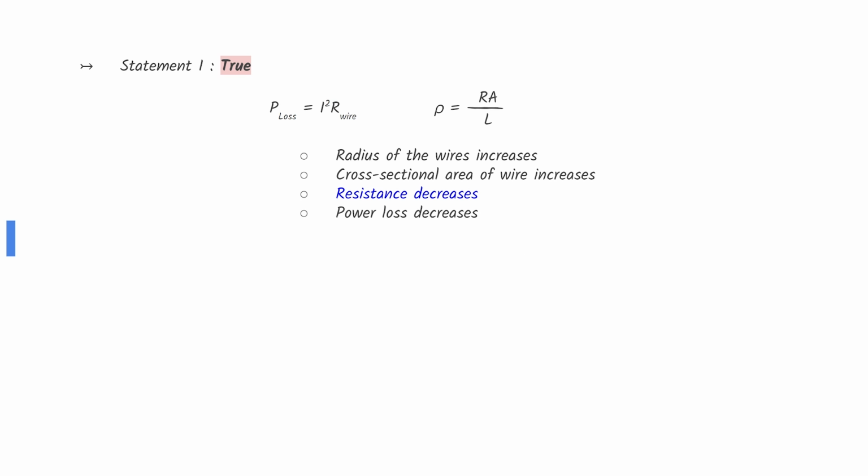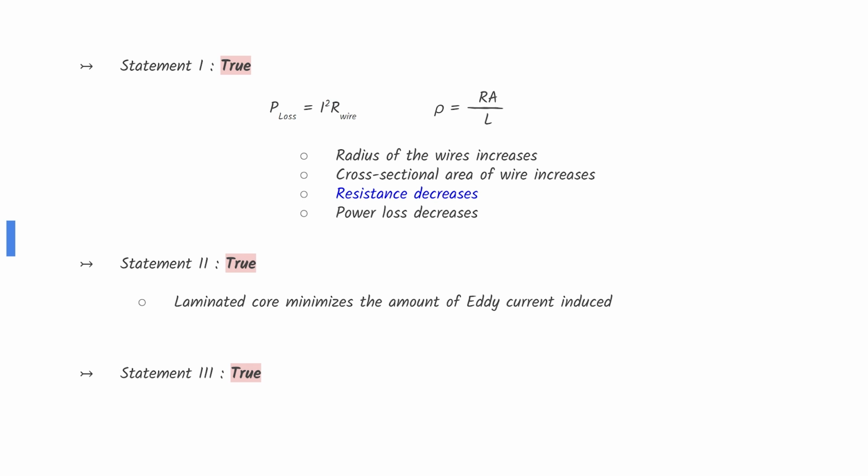Power loss is calculated by multiplying the current squared with the resistance. Increasing the thickness of the wires increases the radius of the wire. This increases the cross-sectional area of the wire, which means that the resistance decreases. When the resistance decreases, the power loss also decreases. This automatically makes statement 3 also true. Statement 2 is also true. Laminating the soft iron core reduces the amount of eddy current induced. This is an unwanted current that is induced in the iron core as a result of change in magnetic flux.